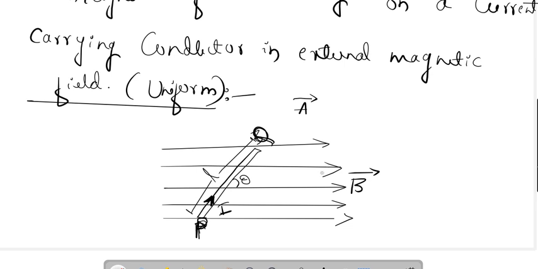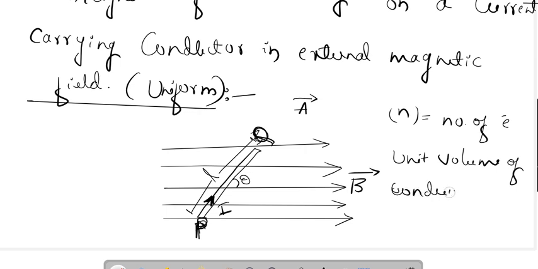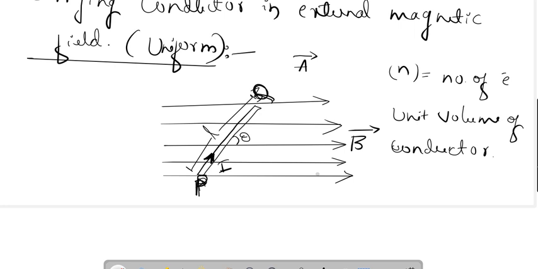Now n is the number of electrons. Here let us consider small n, the number of electrons present in the unit volume of the conductor. So n is equal to the total number of electrons present in the conductor divided by the volume of the conductor.